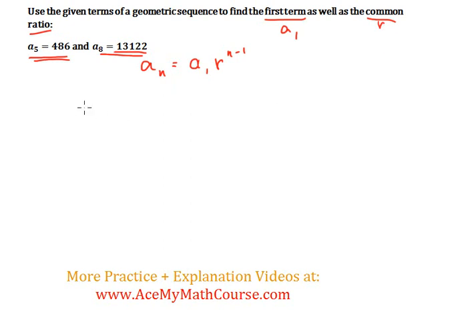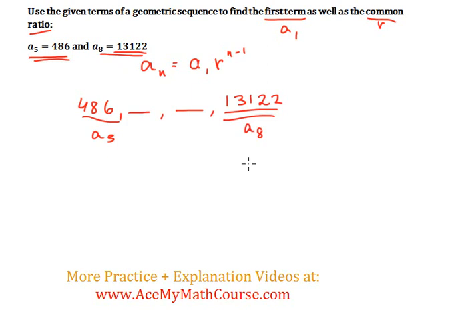Because we have the fifth term, which is 486, but then we're missing the sixth term, the seventh term, and then we have the eighth term, which is 13,122. Actually, I'm not going to put a comma there, just in case. That is a8, that is a5, and we eventually want to find a1 and r. So how can we do that?